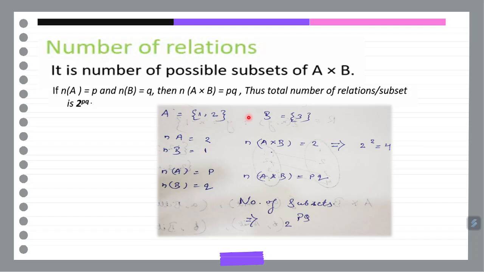If we define it manually, then A cross B is, how many elements are there? (1, 3) is 1, (2, 3) is 2, and so on, and all these elements can be grouped. So all these are subsets, that is, relations. So this is all about the relation, codomain, range and domain of a relation. Thank you.